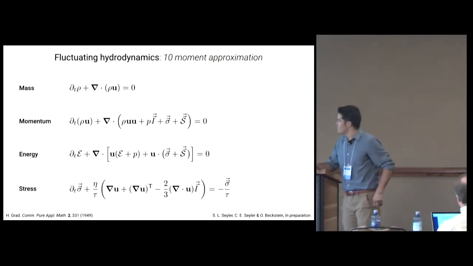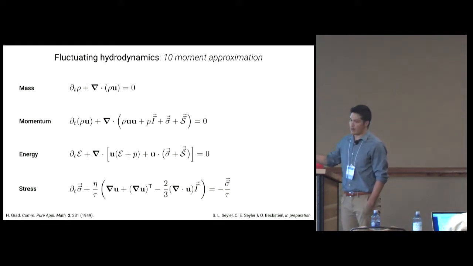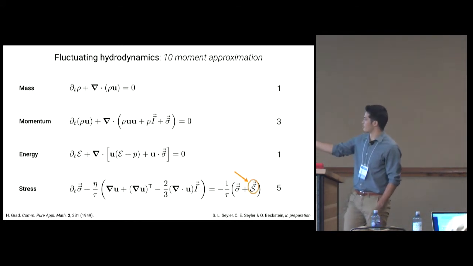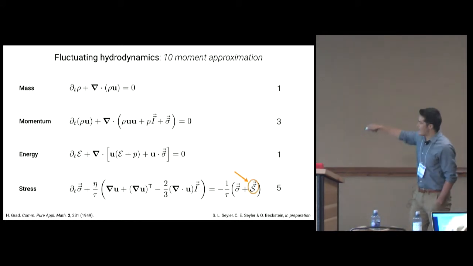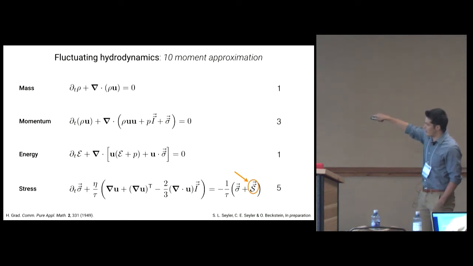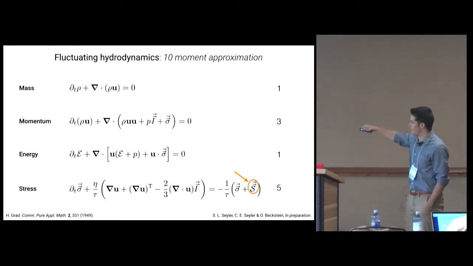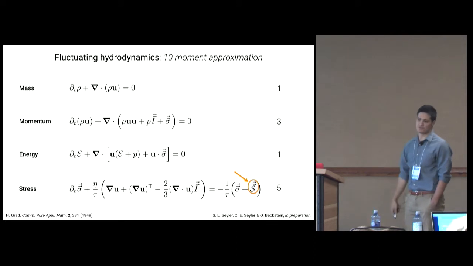Here are all the equations now. What I'm proposing is that you move the stress term as a source term in this equation. Now we have our nice mass, momentum, and energy conservation, so I have zeros on the right-hand side. They're in nice conservation form. And then I have this stochastic equation, a Langevin equation for the stress.